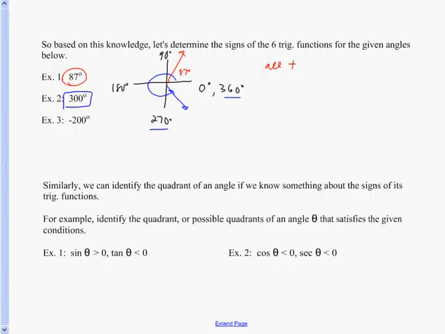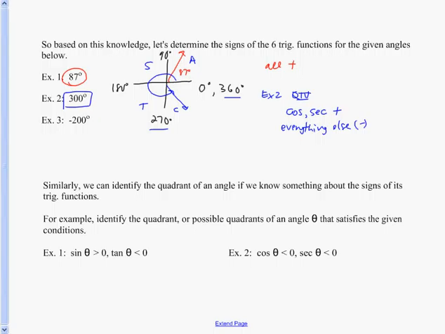Now for the 300 degrees, I'm going to be somewhere in quadrant 4, because 300 is between 270 and 360. So for example 2, I'm in quadrant 4, which means, since all students take classes, that cosine and its reciprocal secant are positive, and everything else is negative.